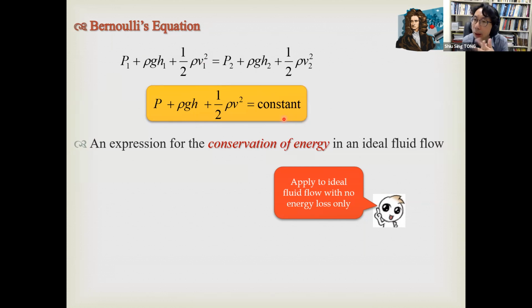Now you can see Bernoulli's equation expresses the conservation of energy, because we use the work-energy theorem: the work done from the outside is equal to the change in energy. So it only expresses the conservation of energy in ideal fluid flow, and it can be applied as long as the energy loss due to viscosity, friction, etc., is negligible. As long as those losses are negligible, it is a good approximation.